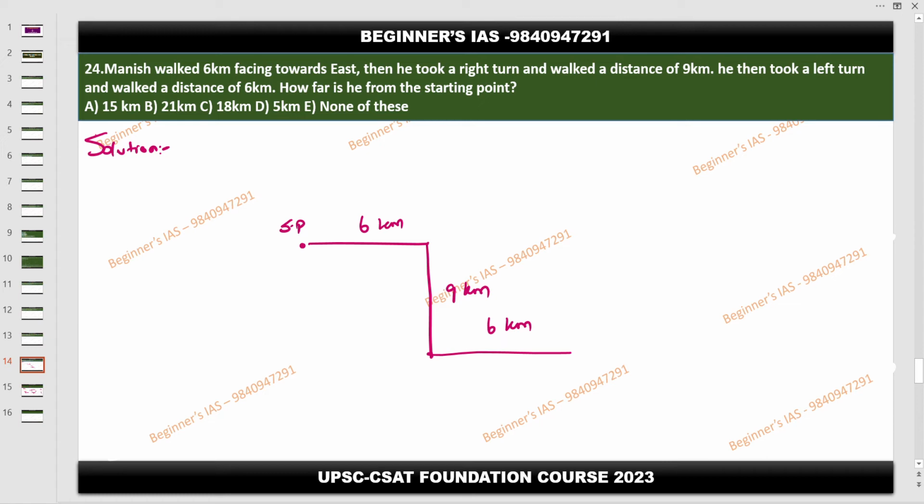How far is he from the starting point? So this is the question, right? Yes, sir. Manish walked 6 kilometers towards the east, then took the right turn in this direction and walked a distance of 9 kilometers. Then he took the left turn. This is the left turn, correct? Then walked a distance of 6 kilometers. How far is he from the starting point? This one you need to calculate.